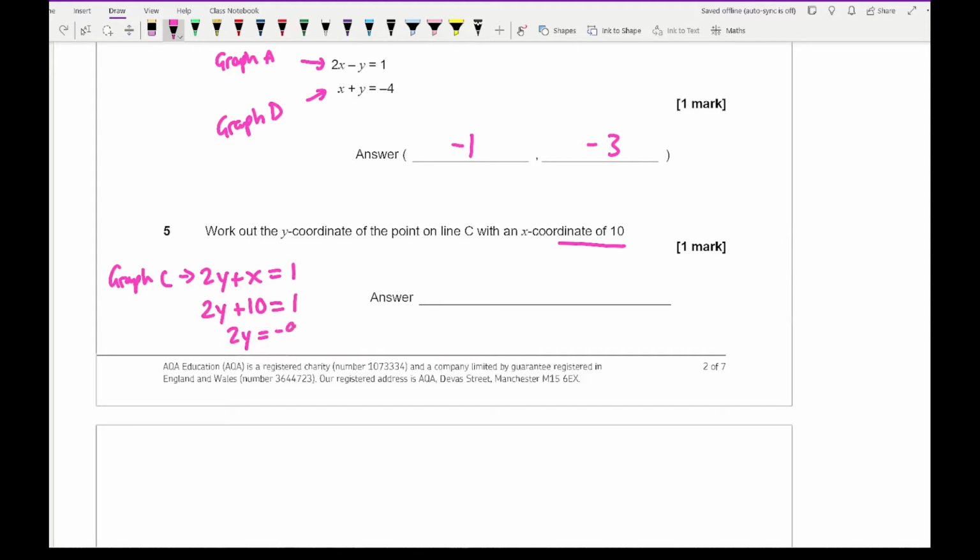So that equals minus 9. So y equals minus 4.5. So the answer then is going to be minus 4.5, or you could write it as minus 9/2.